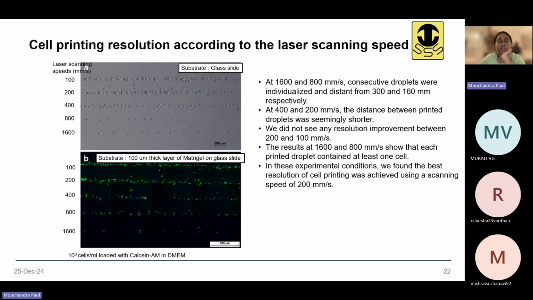So with this experiment, they are saying that for them 200 mm per second is the scanning speed which gives them the best resolution for cell printing.